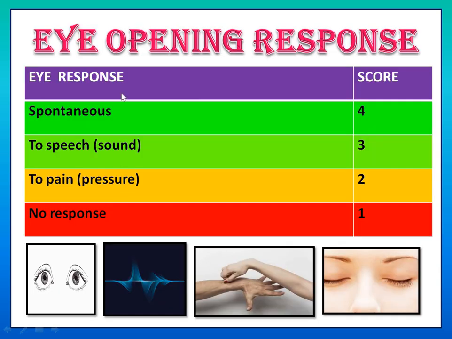Now, eye-opening response. The minimum score is 1 and the maximum score is 4. If the patient opened their eye spontaneously, then the score is 4. Or if the patient opened their eye to any speech or any sound, then the score is 3. If the patient opened their eye to pain or any pressure, then the score is 2. If the patient has no response to any stimuli, then the score is 1.